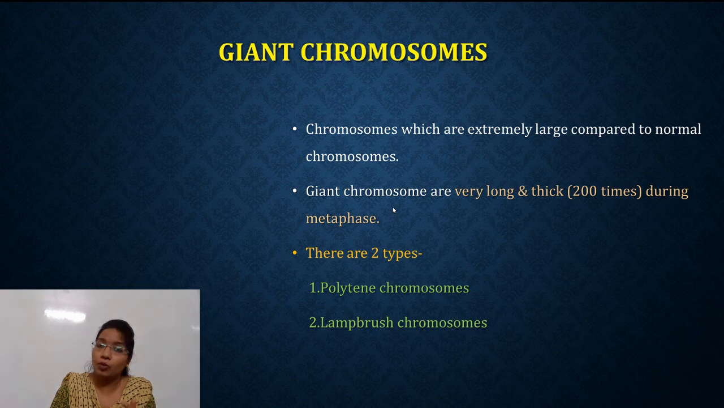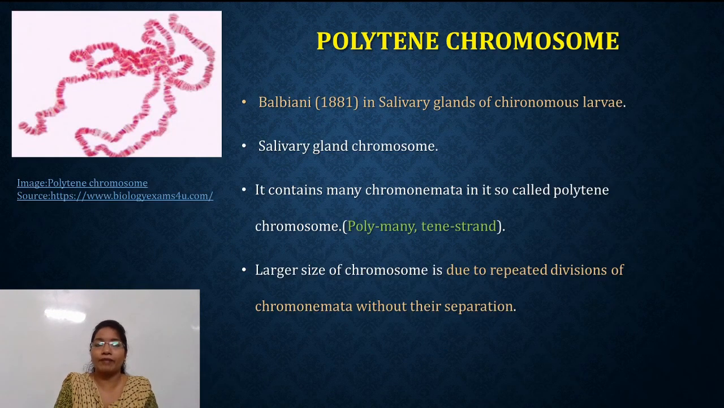So this type of chromosome is called giant chromosomes, and especially they are of two types. First is the polytene chromosome and second is the lampbrush chromosome. Let's study one by one. So this is a typical structure of a polytene chromosome. It was first discovered by scientist Balbiani in salivary glands of Chironomus larvae.